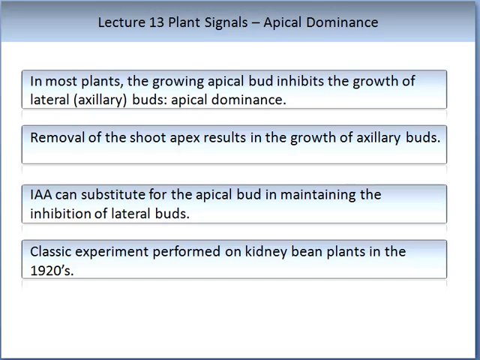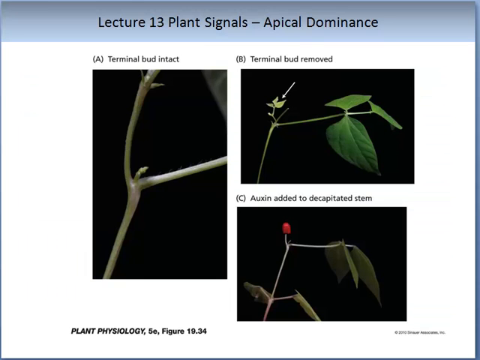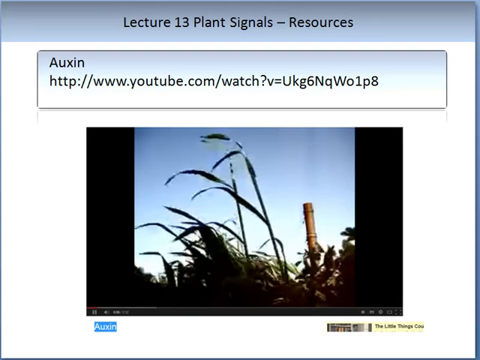Classic experiments were performed on kidney bean plants in the 1920s to demonstrate apical dominance. The figure on your screen illustrates the apical dominance experiments, showing the terminal bud intact, the terminal bud removed, and auxin added to stems that had been decapitated. Please watch the following YouTube video on the topic of auxin. This resource talks extensively about apical dominance and the role that auxin plays in this response.